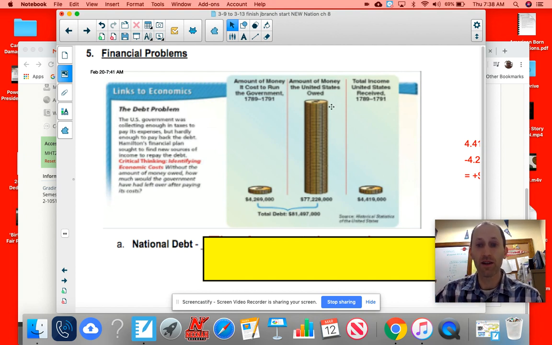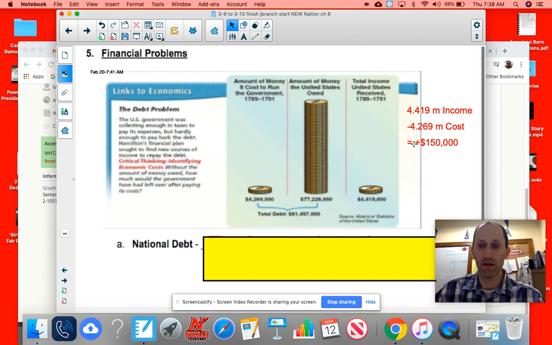Otherwise, we'll increase our national debt. All right, so the goal is to make more money than it costs to run. And here's the numbers. Fortunately, we were making enough. However, it was only $150,000 more that we were taking in through taxes and imports versus our expenses. Back then, that might be a lot of money, but today, that'll hardly buy you a house. Okay, so that was the big problem.